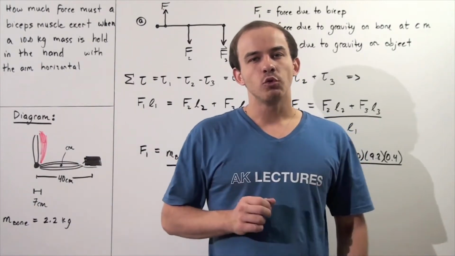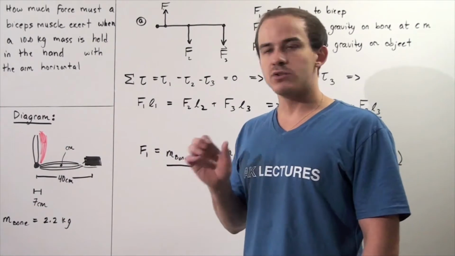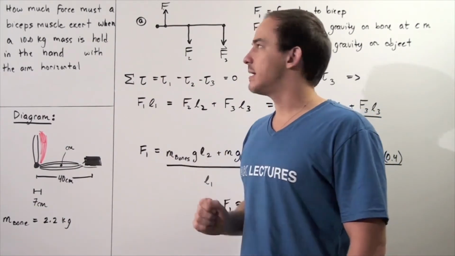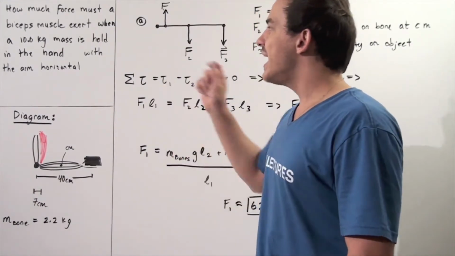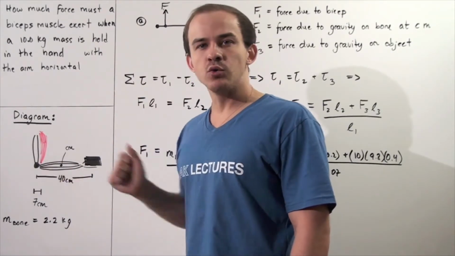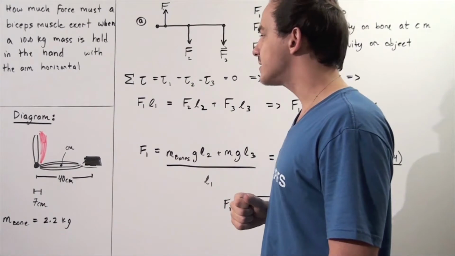So let's look at the following example that will deal with an object that is in static equilibrium. How much force must a biceps muscle exert when a 10 kilogram mass is held in the hand with the arm stretched outward along the horizontal axis?